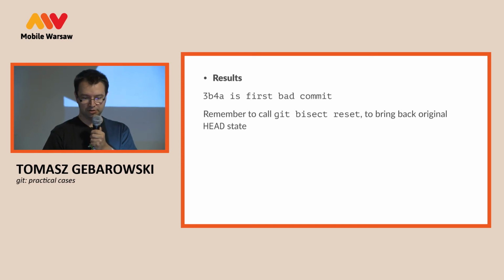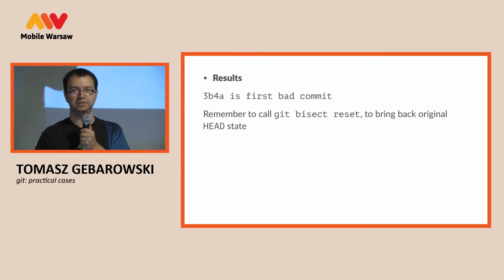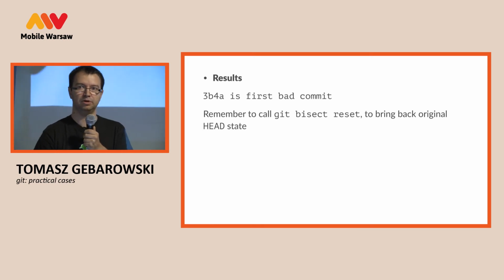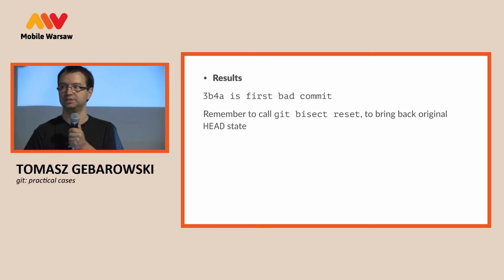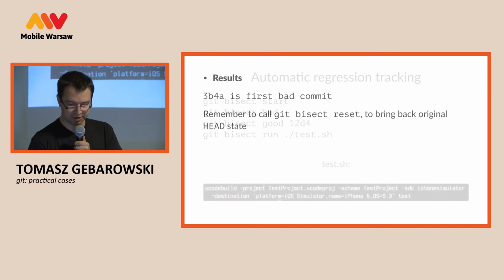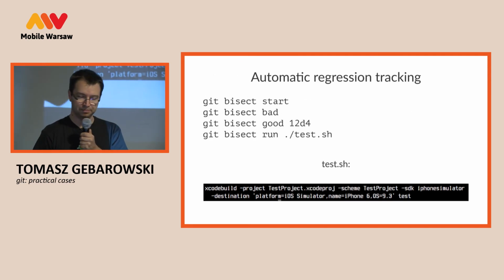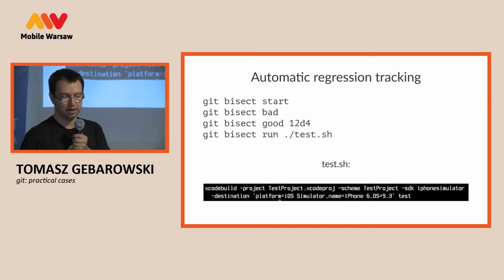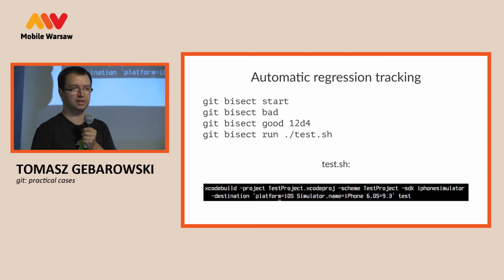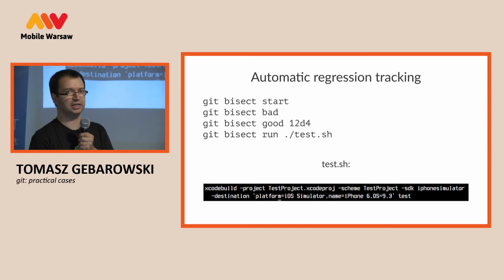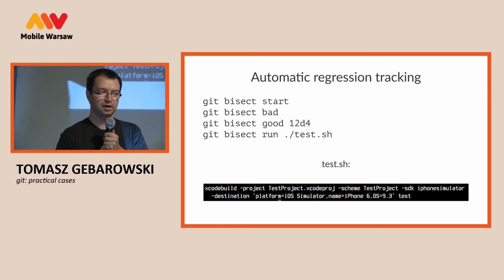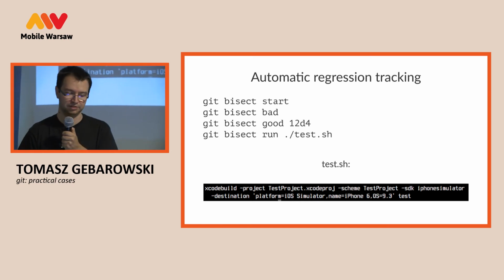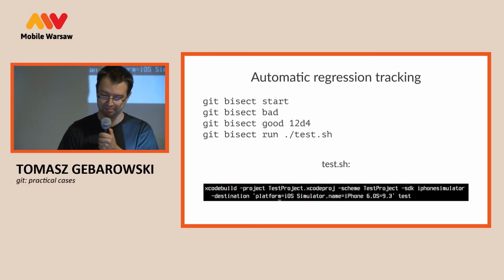In order to go back to the previous state, we have to reset the algorithm so that the head goes back to the previous state. And automatic regression tracking is totally possible. You can simply pass a script that is run on every probe. It can be some script that returns some value to the shell. 0 is assumed as positive feedback. A non-zero value is assumed to be negative feedback.